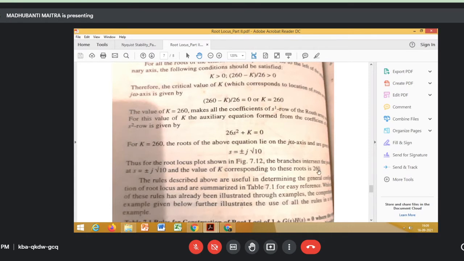So obviously, if we increase the value of gain k beyond this value, that means if it is 260.5 or 261, that means if k exceeds this value, then two root branches will move into the right half of the S plane. That means for those values of gain k, two roots will lie in the right half of the S plane, thus making the system unstable.